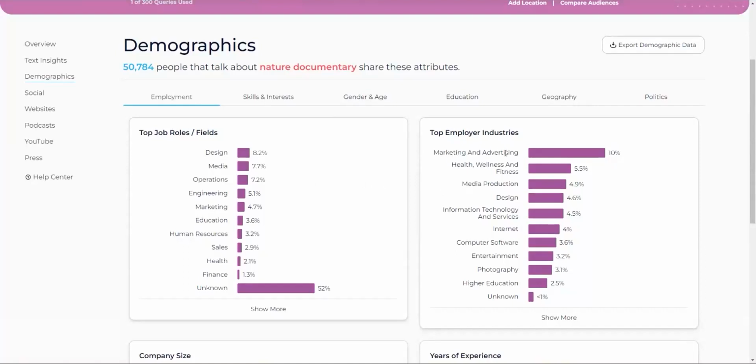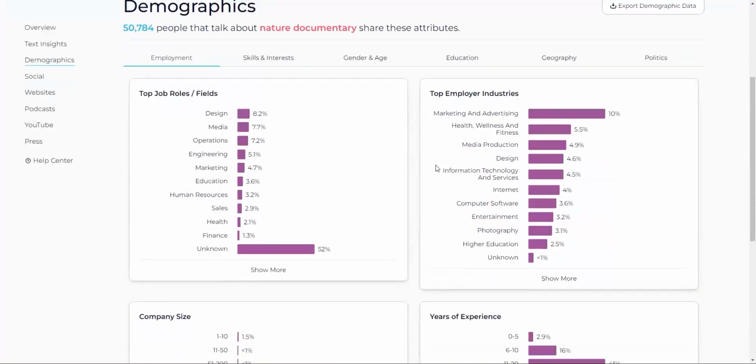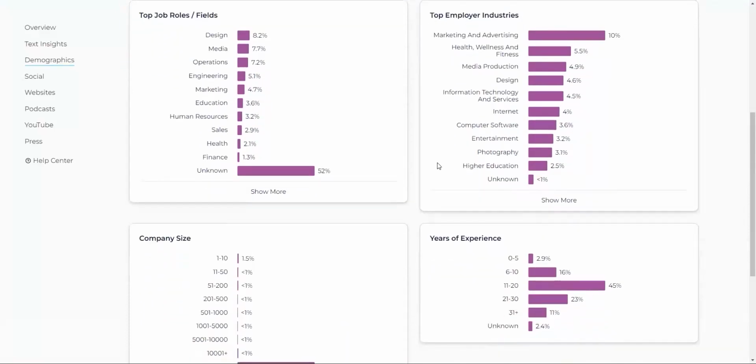You also see marketing and advertising, which is very often one of the top ones because it's a very broad term and a lot of people are working in this broad industry. For your film, this is not something that's very relevant unless your documentary is targeting specific industries, for example healthcare, then this might be a bit more interesting to you.